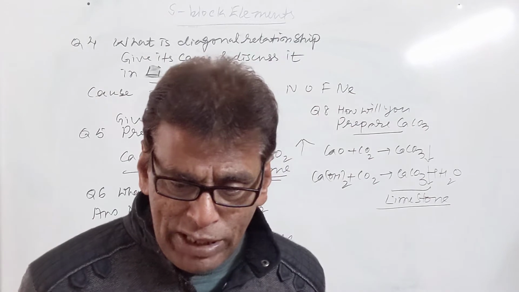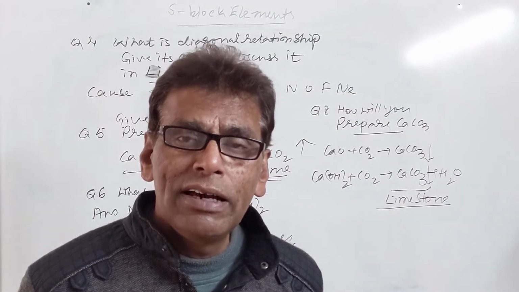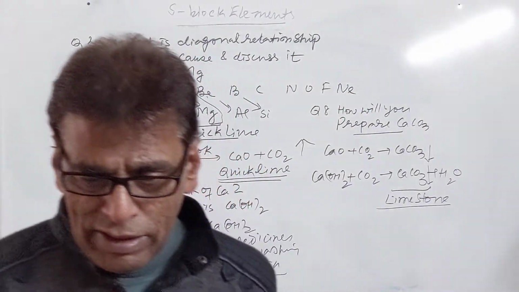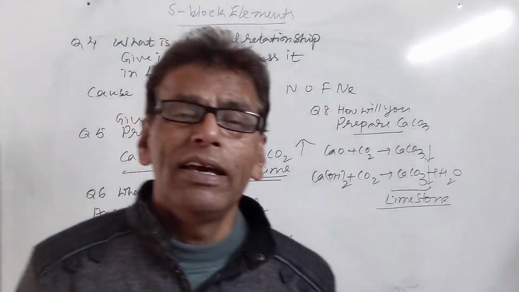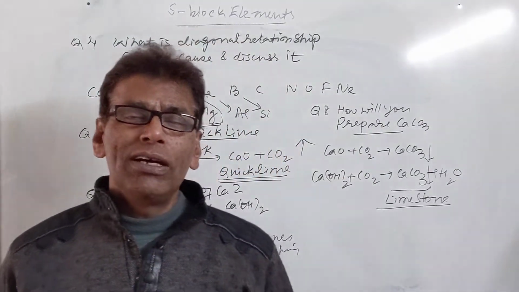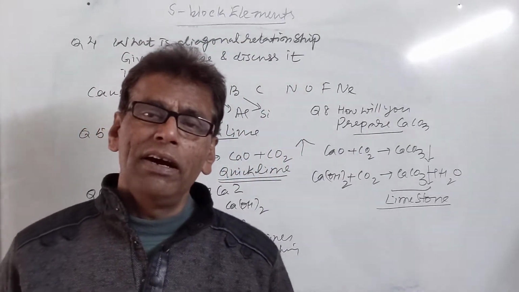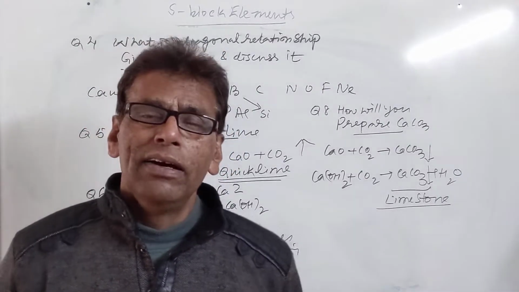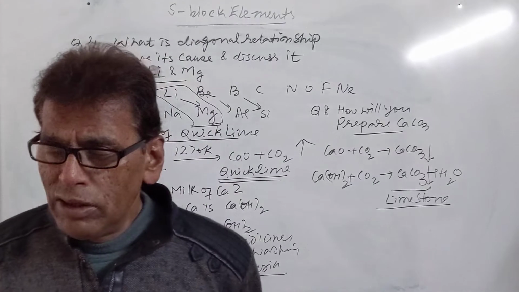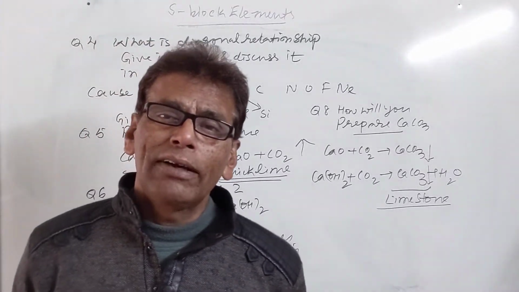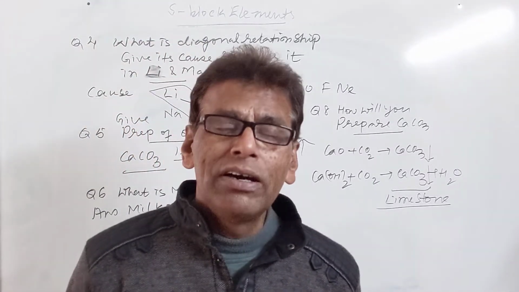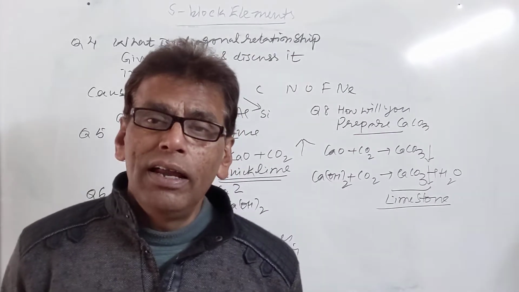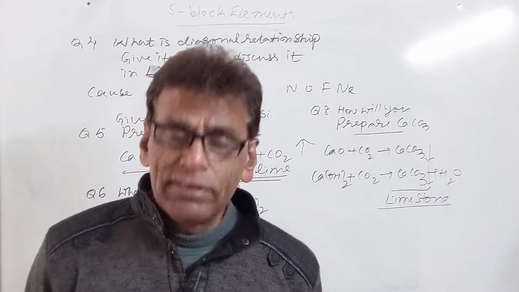Then we have the very important question: why LiCl acquires covalent character but NaCl is ionic. It is due to the high polarizing power of the lithium cation. It polarizes the electrons of the chloride ion and causes a non-uniform distribution of the electronic cloud of Cl, and it converts the LiCl into a covalent compound.